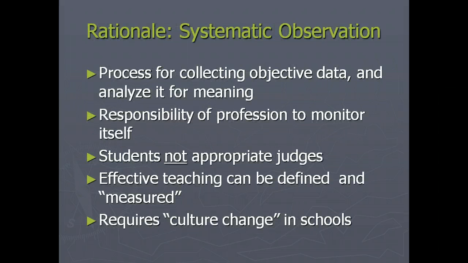Most of us in education now realize that systematic observation is the best way to evaluate teaching effectiveness in any classroom. Systematic observation is the process of collecting objective data and analyzing it for meaning for the teachers. The responsibility of the profession in teaching is to monitor itself and to make sure that teachers are effective in their teaching. Students are not appropriate judges for whether a teacher is a good teacher or not, particularly because they're biased according to what grades they're getting and whether they think the teacher likes them or not.